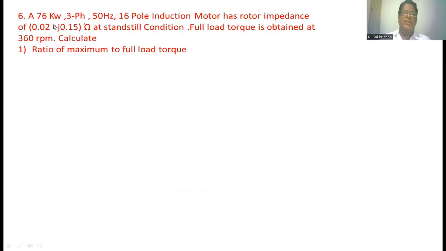A 76 kilowatt 3-phase 50 Hz 16-pole induction motor has a rotor impedance of 0.02 plus j0.15 ohm at standstill condition. Full load torque is obtained at 360 rpm. Calculate the ratio of maximum to the full load torque. See, this is the value which is given for the rotor at standstill condition. This is nothing but the resistance at standstill condition. This value is nothing but the rotor reactance at standstill condition.